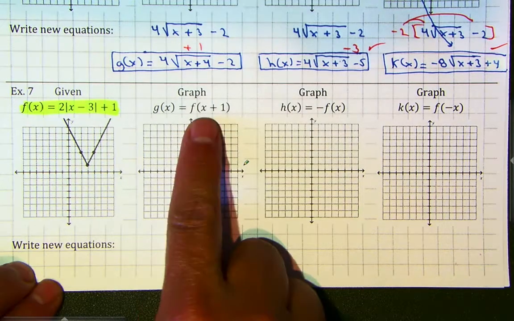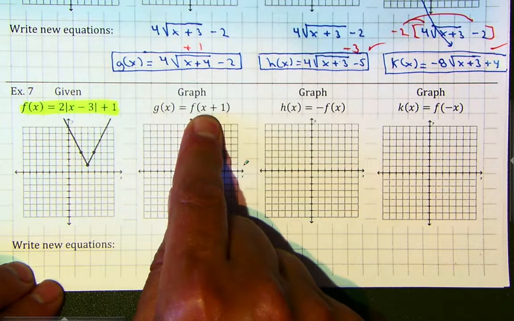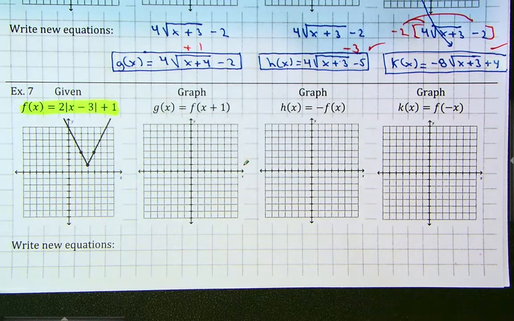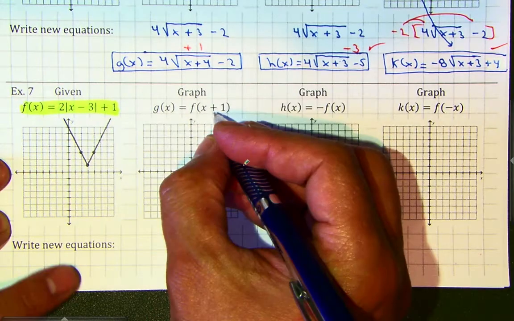First, what is the plus 1 going to do to the graph? It's going to shift it to the left one. So try to see what you get and we can check your answers. So therefore, we're going to shift it to the left one.